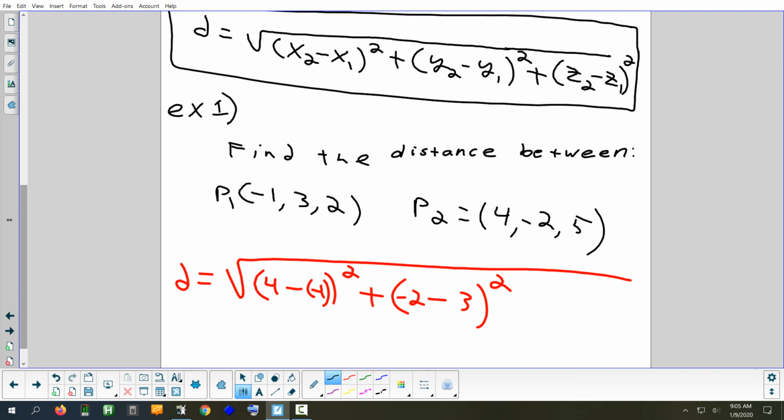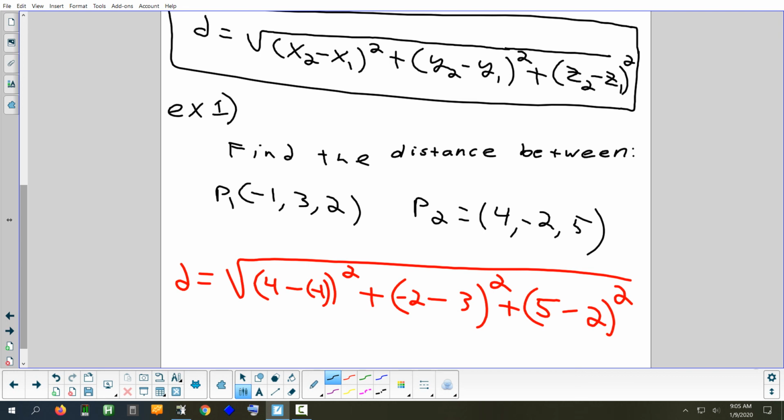And Brianna, what am I going to put after that term? 5 minus 2 squared. Anything else? Yeah, make sure we put that plus sign in there. Okay. Now we'll do it out and see what we get for the distance. Maybe they'll ask you to do it as a decimal. They might also just say leave it as a square root.